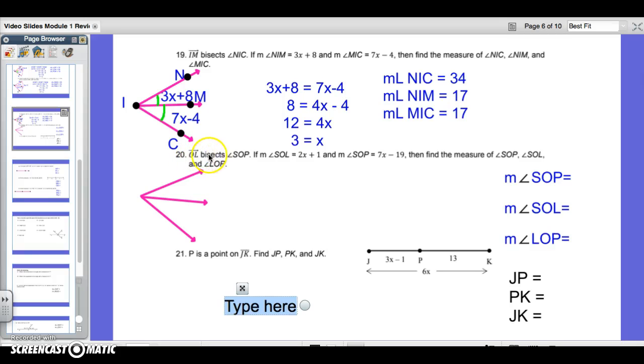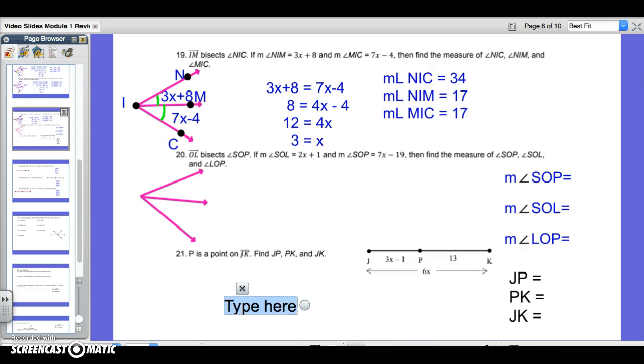The ray OL bisects angle SOP. If the measurement of SOL is 2x plus 1 and the measurement of SOP is 7x minus 19, then find the measures of angle SOP, angle SOL, and angle LOP.